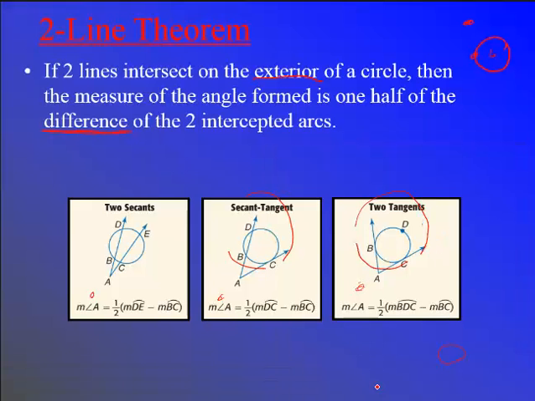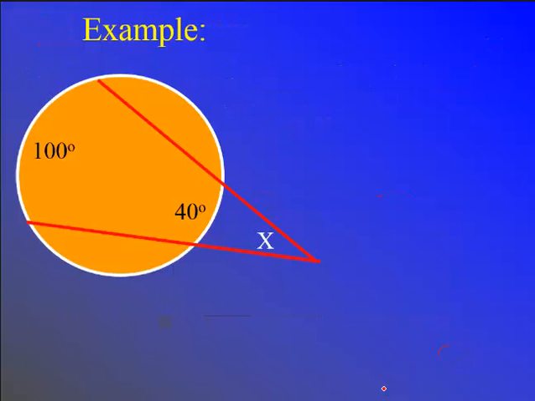Okay, so let's look at a real example. Is the intersection on the outside? Yes. All we care about is: is it on, inside, or outside? It really doesn't matter if it's a secant and a tangent, or a tangent and a tangent, or 2 secants. What matters is where the intersection is. Since it's on the outside, we are going to subtract the 2 arcs.